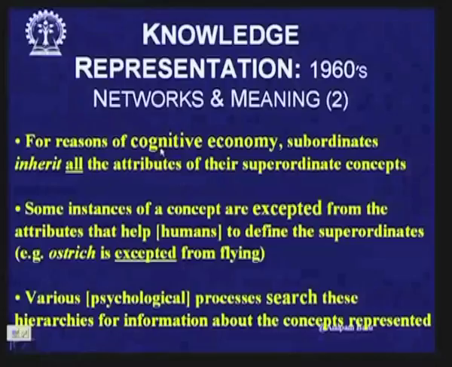Now, however, we cannot store in a computer, or might be in our human mind also, we do not explicitly store everything. So, we often talk of cognitive economy. That means, how much do we store? So, for reasons of cognitive economy, subordinates inherit all the attributes of their superordinate concepts. So, what does it mean? It means that if I had specified something about bird, then those attributes will be inherited by whoever are descendants in that hierarchy. Let me give another example to make the thing clear.